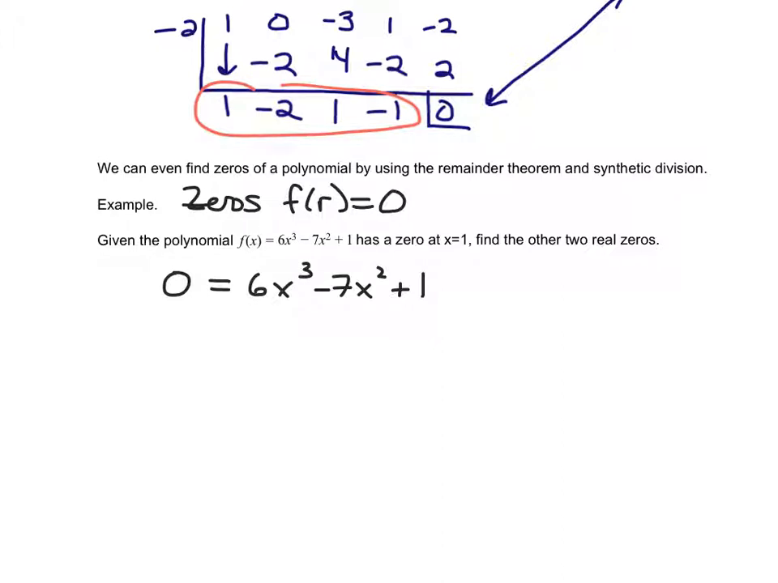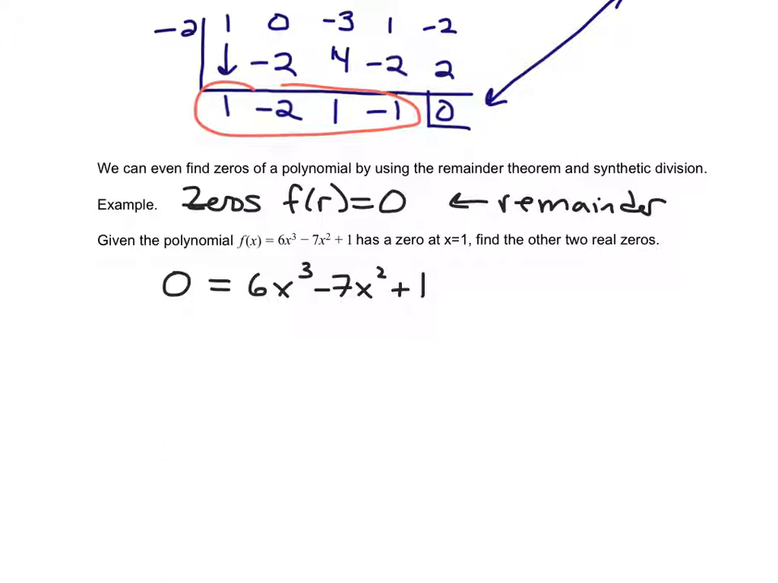Okay? Well, since I know one of the zeros, if it's a 0, it has to equal 0 when plugged in. That means it has to have a remainder of 0. Because remember, the remainder theorem says whatever you get when you plug in is what you should get as a remainder when you divide out. So since this gave me a remainder of 0, and I know one of these is 0, I can divide that out.